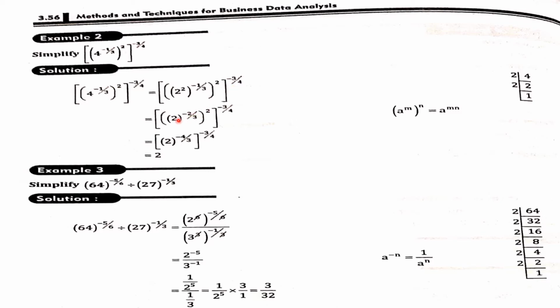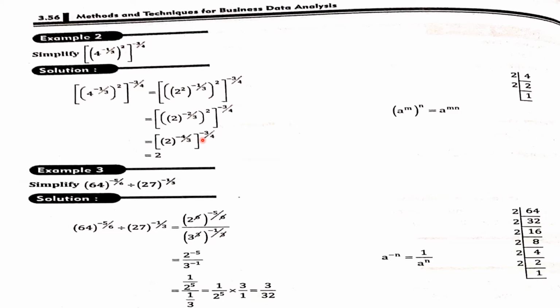So once again you have 2 here. This 2 into this minus 1 by 3 you have to multiply. 2 ones are 2. So minus 2 by 3 to the whole power 2, to the whole power minus 3 by 4. It will continue. For the next step, minus 2 into 2 will become minus 4 divided by 3 to the whole power minus 3 by 4. So here you have 4 by 3 and 3 by 4.